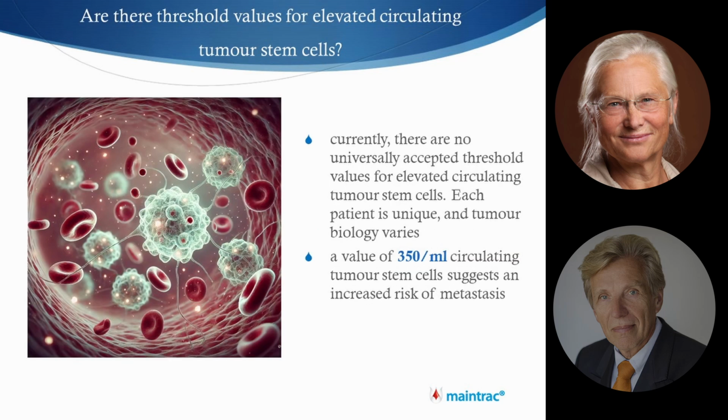Are there threshold values for the circulating tumor stem cells? Currently, there are no universally accepted threshold values for elevated circulating tumor stem cells because each patient is unique and the tumor biology varies. But we have seen that a value above 350 per ml of circulating tumor stem cells suggests an increased risk of metastasis development.